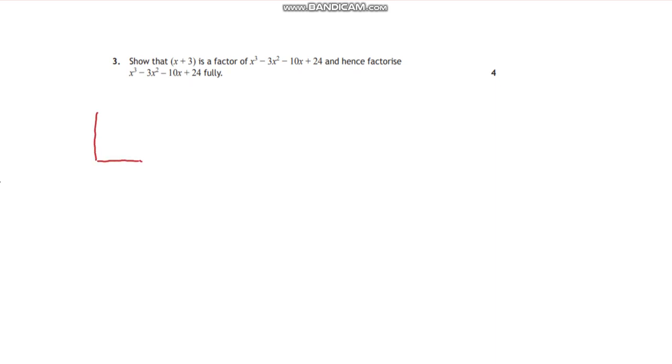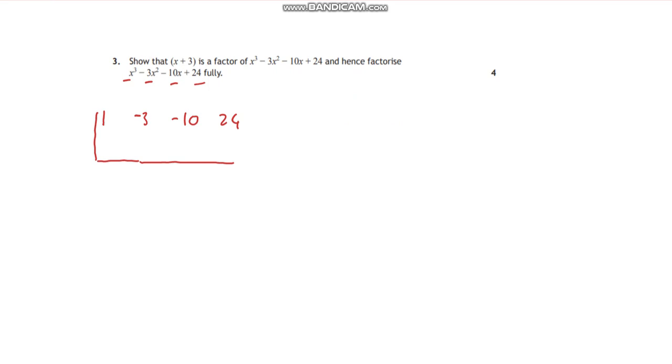do my synthetic division. So synthetic division means I'm going to take the coefficient of each of these. Just take those coefficients. So I've got 1, because that's in front of the x cubed. Then I've got -3, then I've got -10, and then I've got 24. Bear in mind, for example, if I had x cubed take away 10x, I would have to write 1, 0, -10, 0. Okay, so watch out for your gaps in there.